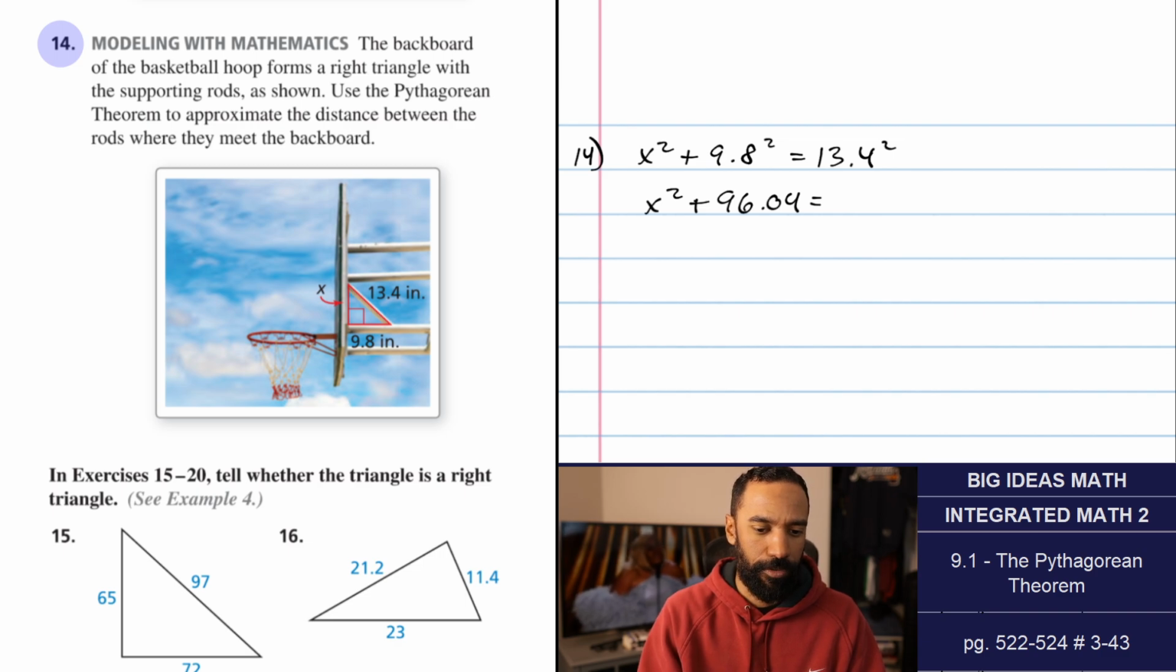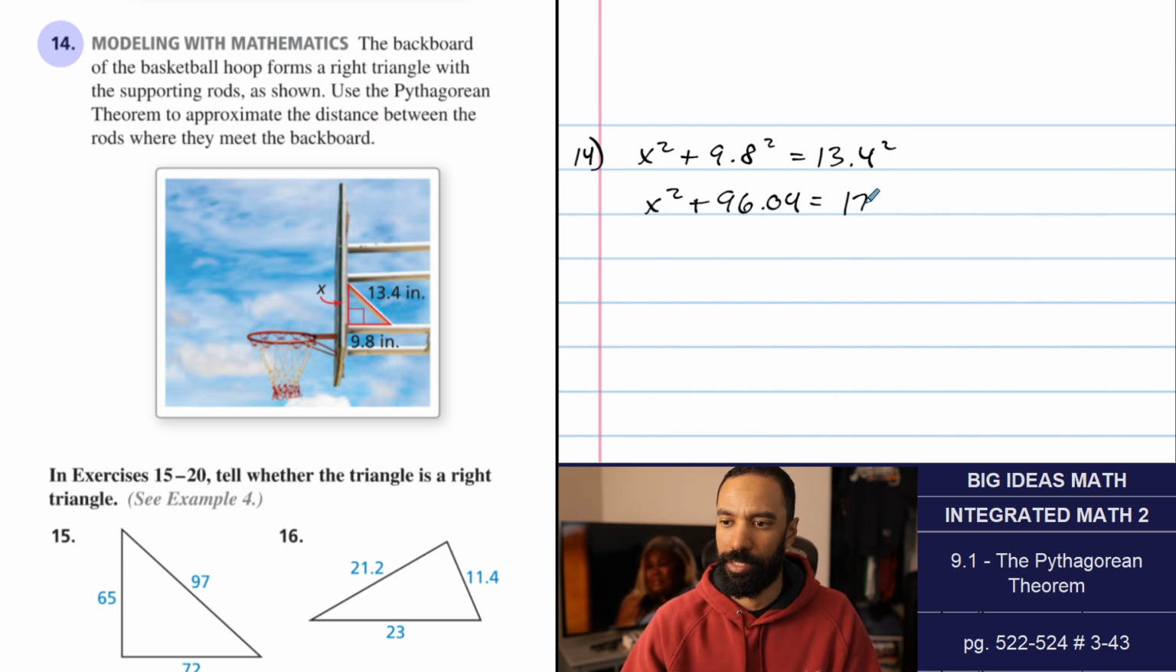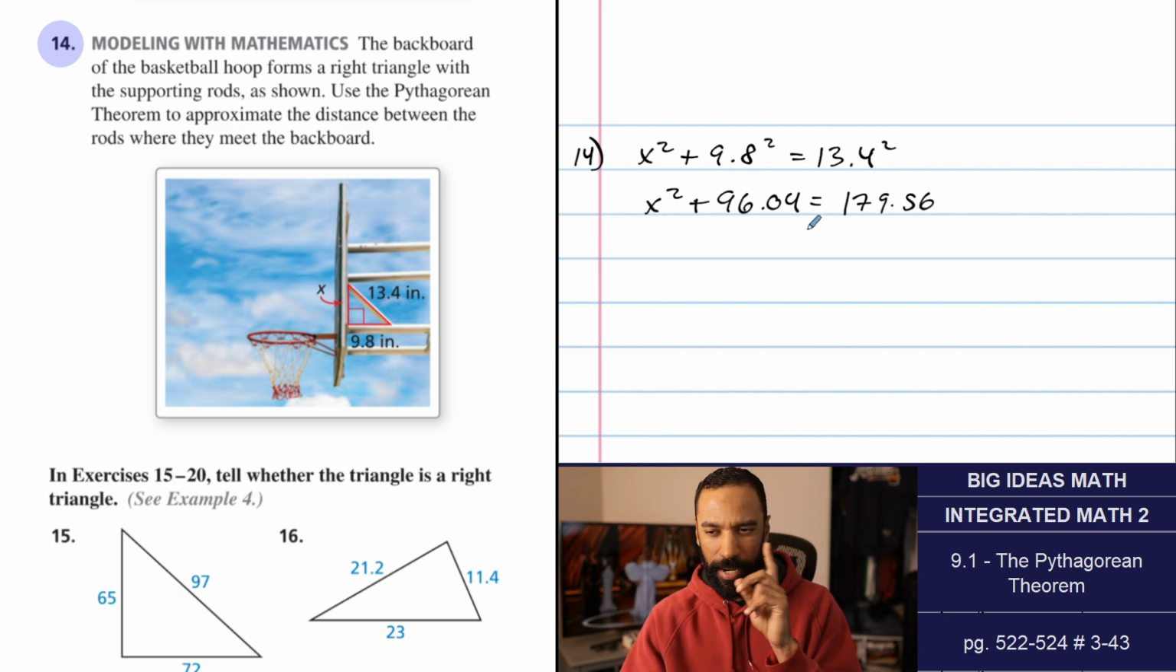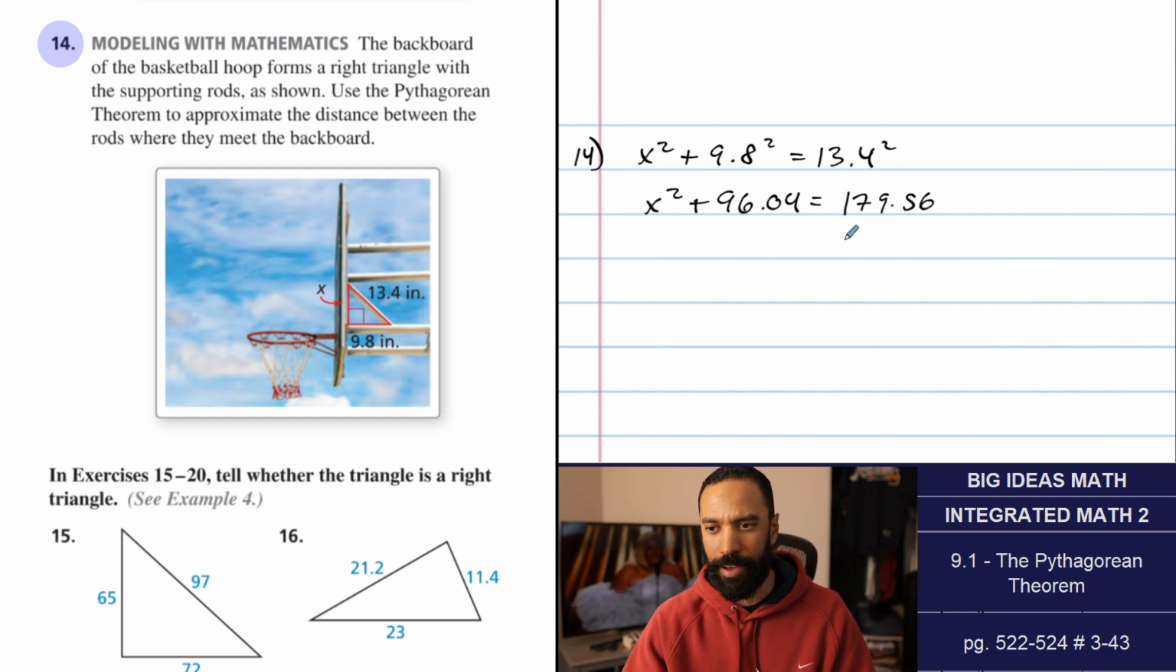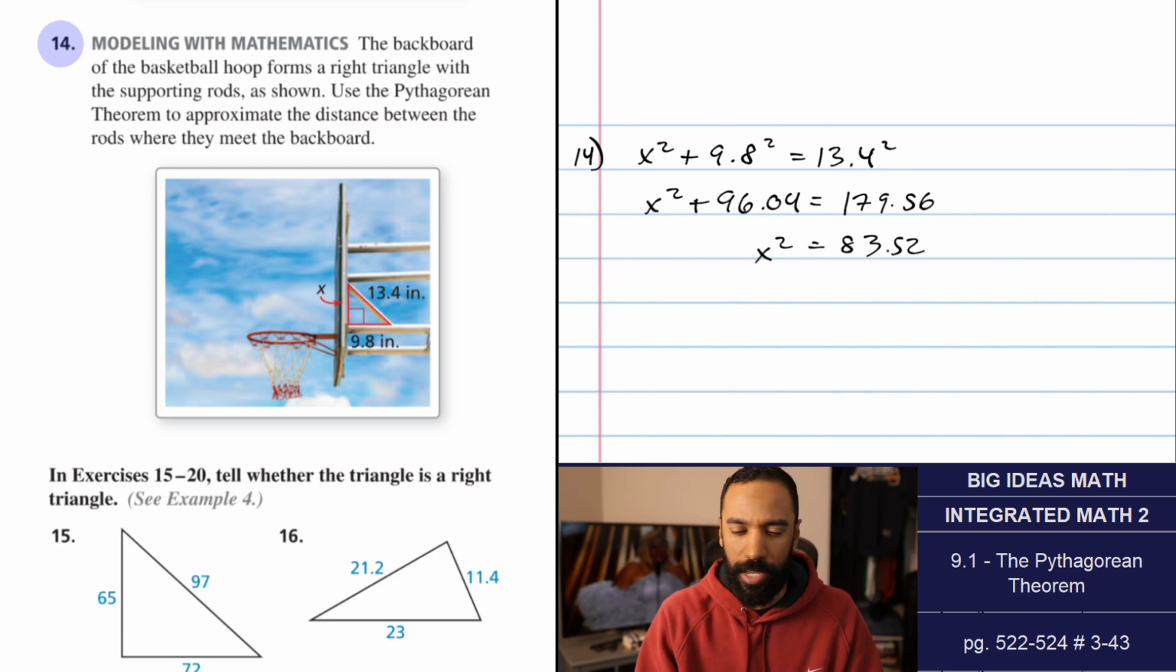Equals, and 13.04 squared. Oh, 0.4. Excuse me, 13.4 squared. 179.56. Subtract that. Let me see if I can do that in my head. 83.52. I need to write it first. 83.52. Let's see if that was actually correct. Minus 96.04. Yes. This is, and I'm taking the square root of both sides. I'm getting 9.138. So I'm going to say about 9.1.